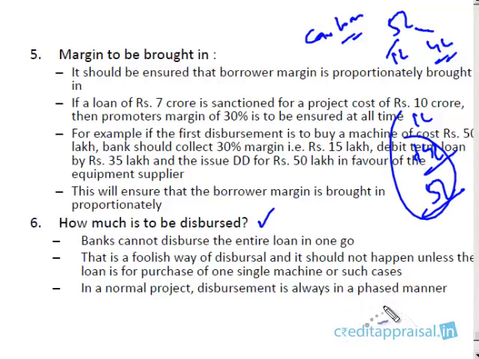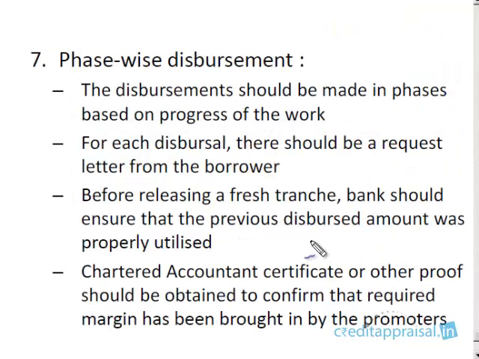Okay, these sort of things you can do, but usually in a project, right? Projects happen over a period of time. It takes months or sometimes years. So disbursement will be phase wise. So how much is to be disbursed? Okay, it has to be disbursed in a phased manner. But how are you going to decide how much is to be disbursed at each stage? What is the basis?